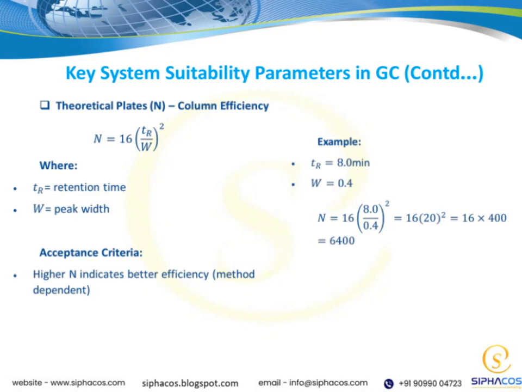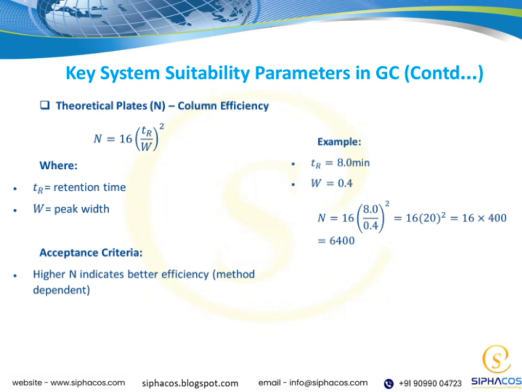Let's continue by exploring the key system suitability parameters in gas chromatography, or GC, as we see here. These parameters are essential because they help us determine whether our GC system is performing optimally before we start analyzing samples. First, we have the retention time, which is the time a compound takes to pass through the system. Consistency in retention times indicates that our system is stable and reliable. Small variations might suggest issues like column degradation or slight fluctuations in temperature.